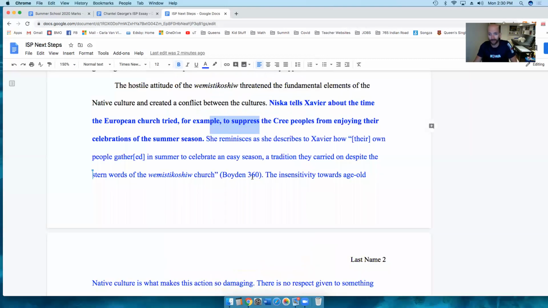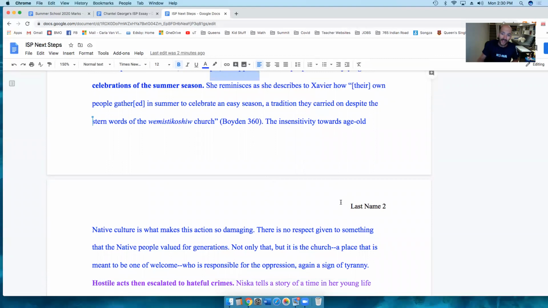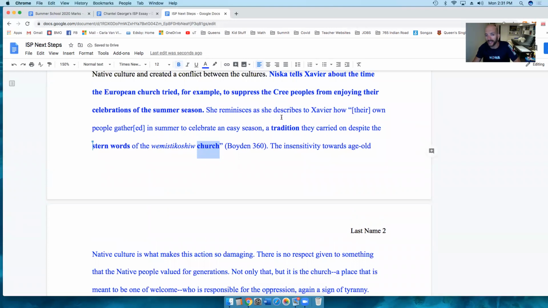Last thing I want to mention. If you're finding your analysis is repetitive, here's a big question you need to ask. Am I analyzing the specific quotation? So we looked at this quotation, and in the quotation we saw that white people were oppressing a summer celebration. We observed the important parts. They are oppressing a tradition. The stern words show oppression, and the church. So when we were analyzing, those words really jumped off the page.